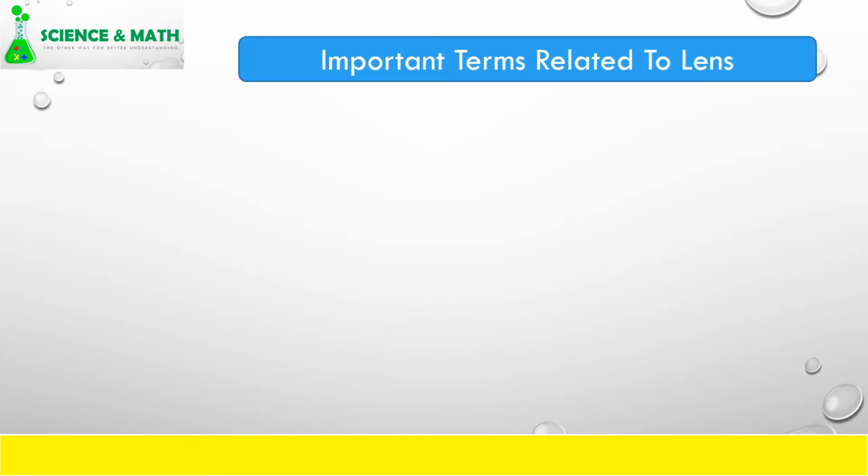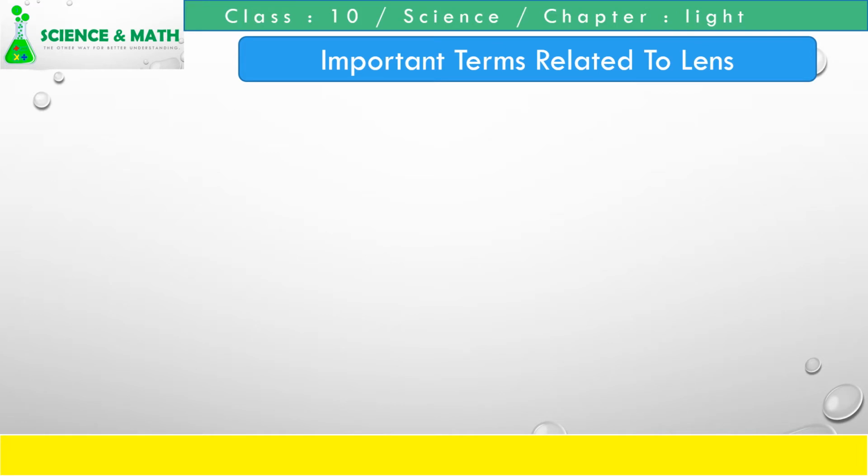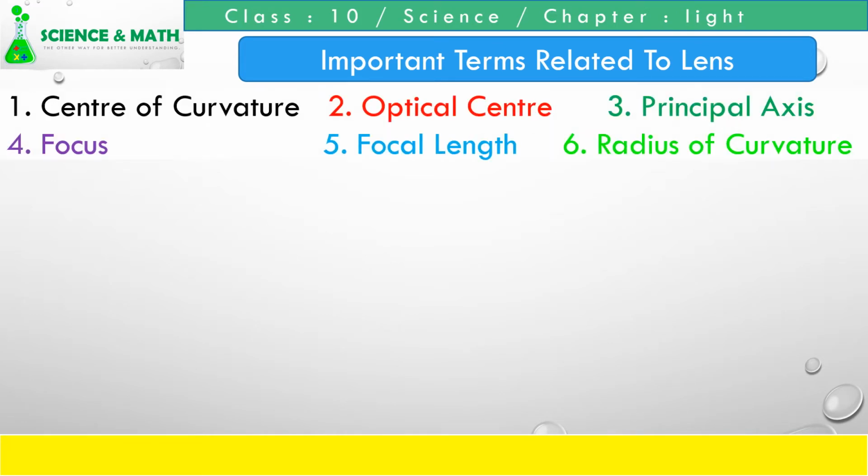Hello, my dear students. Today our topic of discussion is important terms related to lens from chapter Light, class 10 Science. There are 6 important terms related to lens. They are: number 1, center of curvature; number 2, optical center; number 3, principal axis; number 4, focus; number 5, focal length; and number 6, radius of curvature.